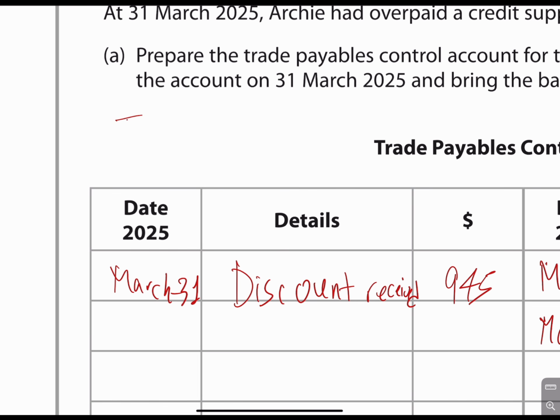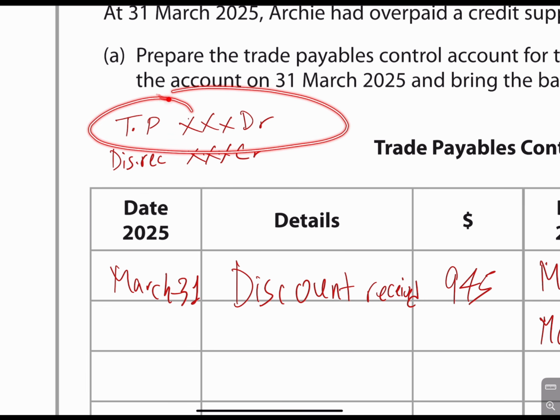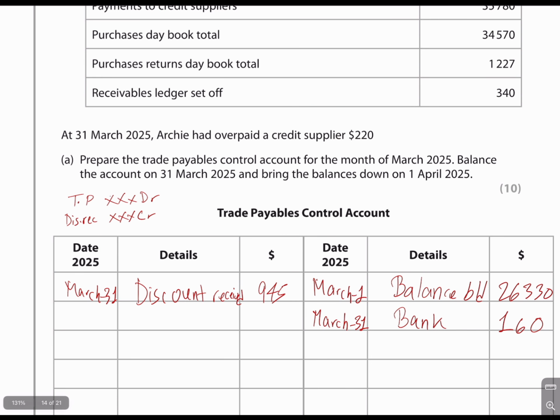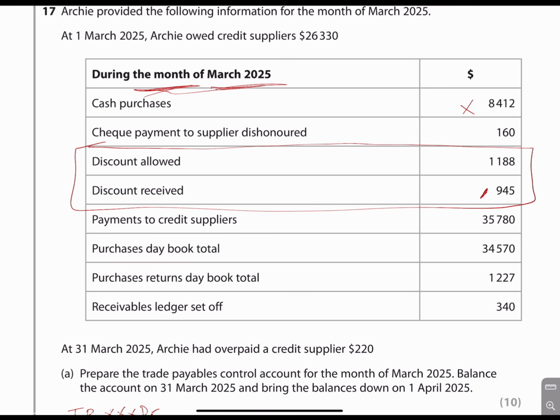think of the journal. If we get discount, our trade payable decreases, right? So our trade payable gets debited and discount received gets credited. So that's why on the trade payable account it goes to the debit side. If you know how to transfer the journals, you understand this as well. Otherwise, many of you just memorize the format. It's alright, but still, it's always better if you understand the concepts.